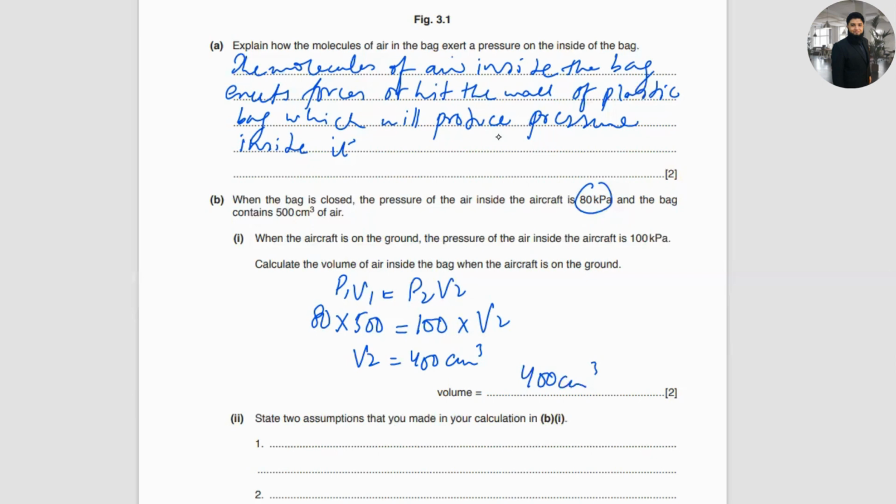State two assumptions that you made in your calculation in B part 1. Whenever we are using this formula, we will assume that the temperature is kept constant. Temperature is constant, right? And the other thing that we assume is that no force is acting on the molecules.